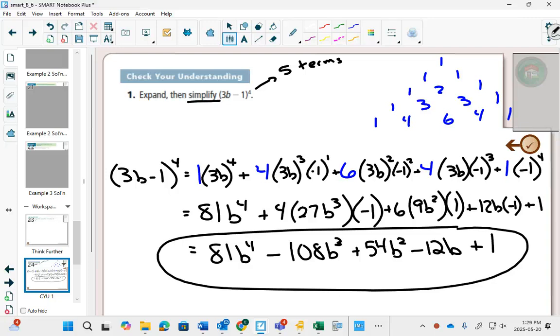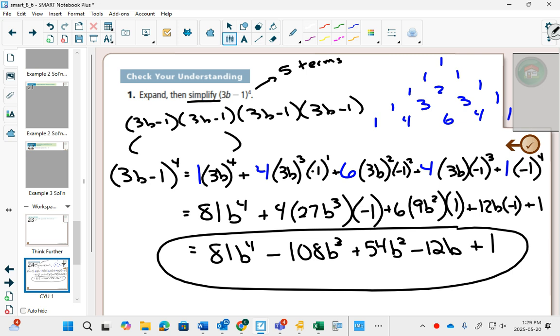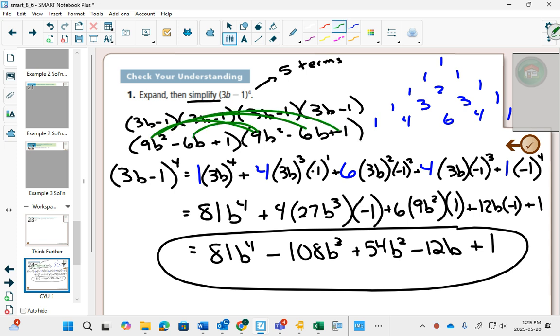Our old method is that you would write 3b minus 1, 3b minus 1, 3b minus 1, 3b minus 1. You'd multiply these two together and get 9b squared minus 6b plus 1. And these two together and get 9b squared minus 6b plus 1. And then we would have a lot of arrows to do, right? You can write all those out and combine like terms and put it together.